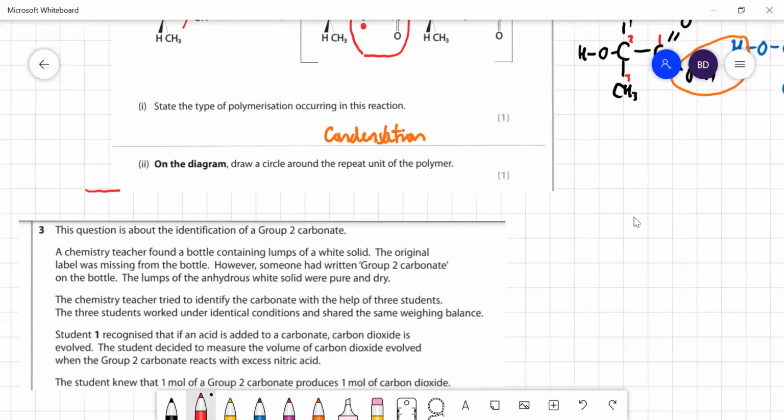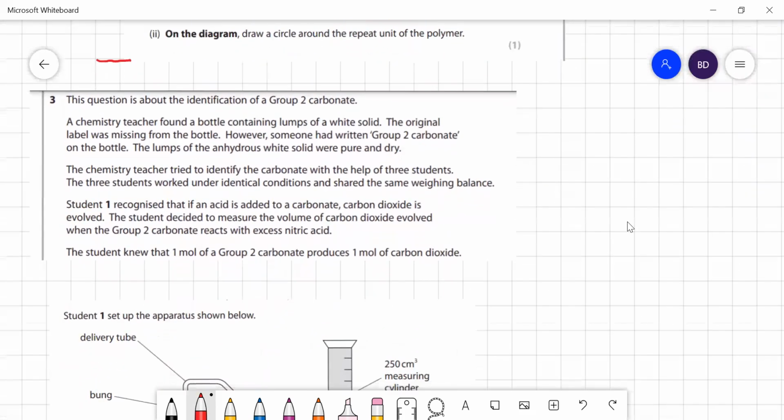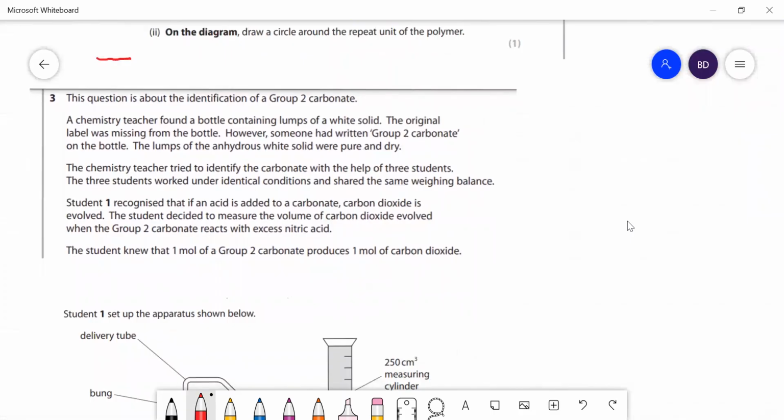Right, this is quite a wordy question about identifying group 2 carbonates. A chemistry teacher found a bottle containing lumps of white solid. The original label was missing. Someone had written group 2 carbonate, the sort of thing that only happens in AQA exams. They don't know which one it is. Student 1 did one method to find out the nature of the carbonate. It could be calcium carbonate, magnesium carbonate or strontium carbonate, so they're doing experiments to find out which is the metal.